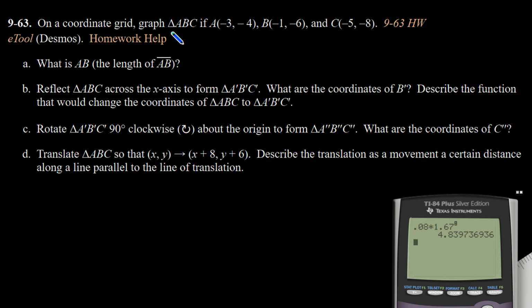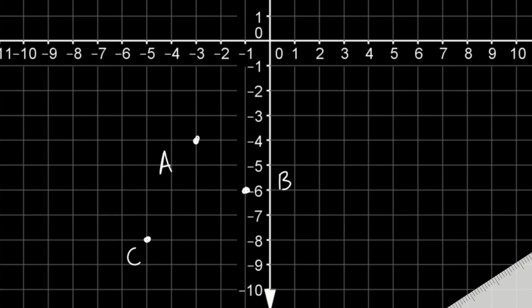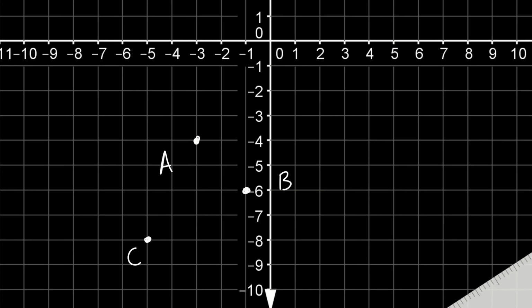Next, 63. On a coordinate grid, graph some points right here. Okay, so to save time, I went ahead and did that. The video paused. And honestly, the thing that always terrorizes me is just the idea that I could have incorrectly plotted these points. So I've double checked it, and I'm triple checking it right now while the video is running. So point A should be at -3, -4, right? When x is -3, y is -4.